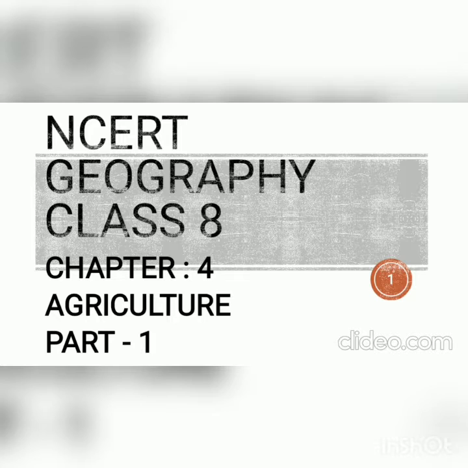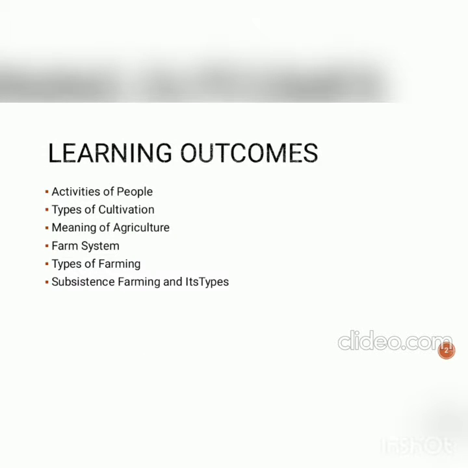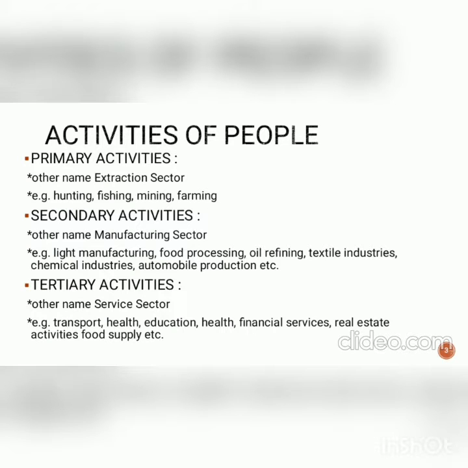In today's class, we are going to discuss the fourth chapter of Geography, Agriculture. In this class, we will discuss part 1 of this chapter. There are different types of activities performed in different parts of the world.